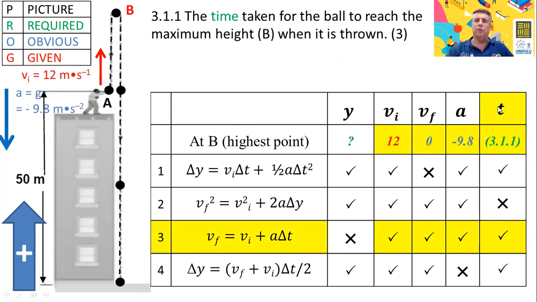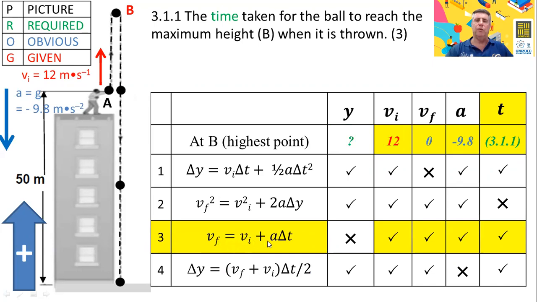311, let's focus on the time. So we're looking for t. We have those three numbers. We don't know what y is. So we must choose an equation which has ticks for those four. And only the third equation has ticks for those four. 1, 2, and 4 are no good because of what is missing. So that tells us we must choose equation 3.